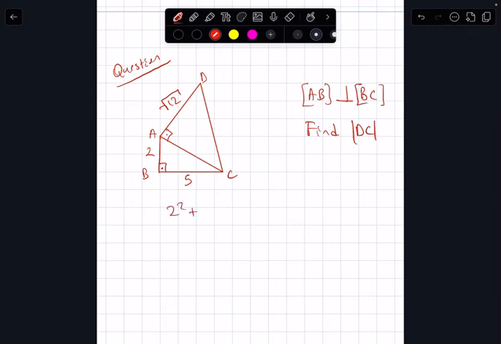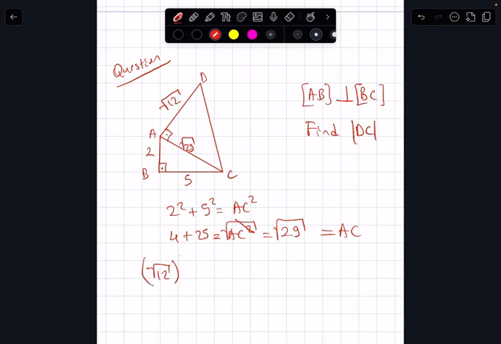2 squared plus 5 squared is equal to AC squared. 4 plus 25 is equal to AC squared, which is equal to 29. Take the square root of both sides. AC is equal to square root 29. I'm not going to write it again. So, square root 29. Now, let's find DC.